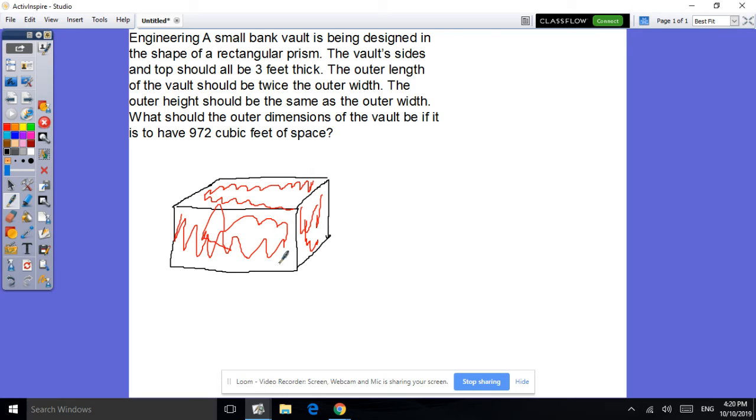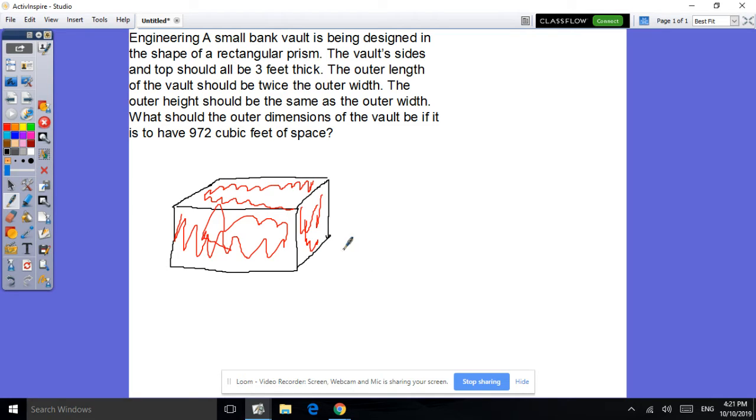So if I focus on it says the outer length of the vault should be twice the outer width. Uh-oh, Siri's speaking to me. Turn off the cell phone. All right, so the outer length, let me go back. The outer height, go back. The outer length of the vault should be twice the outer width. So you got to focus on something.